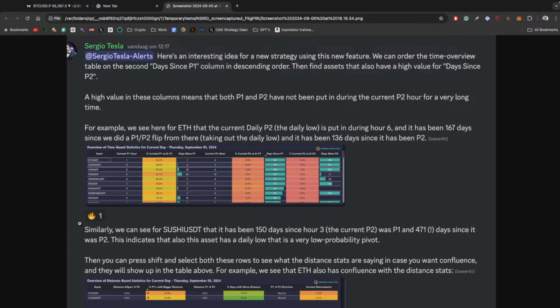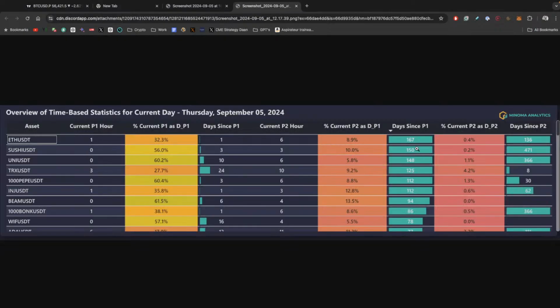I want to actually look at this one. Similarly, we can see for Sushi USDT that it has been 150 days. So you see that right here. I can show you that. This was from this morning, right? So Sushi was at 150 days since, so current P2, hour 3, right? It has been 150 days since that's been a P1. So this is just not happening at all lately.